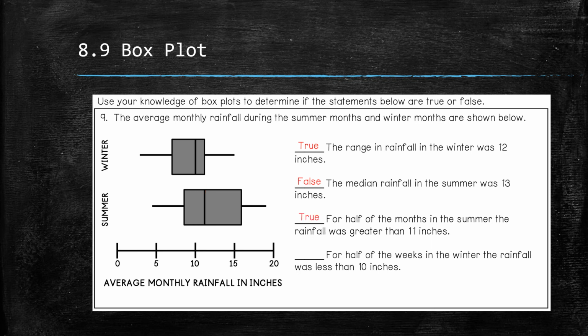And the last question, for half of the weeks in the winter, the rainfall was less than 10 inches. So I'm going to look for my Q2 and bring it down. And it does fall on 10, so that would be a true statement as well.